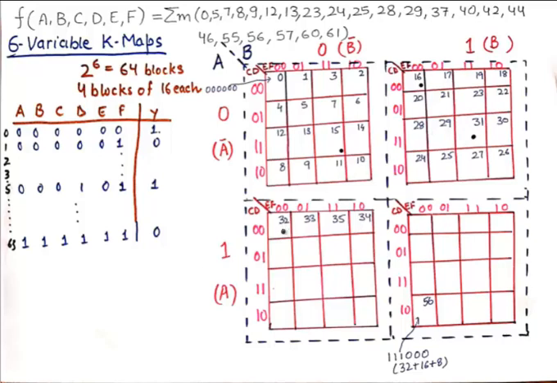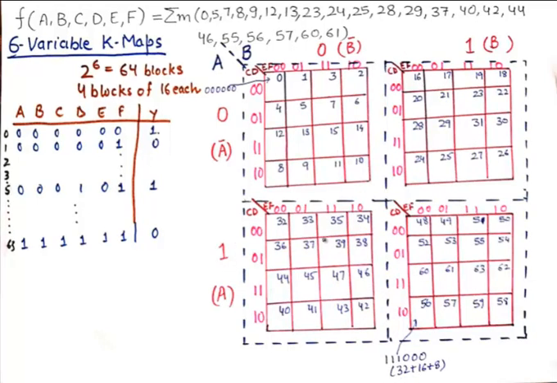The next K map here starts at 32, because A is 1, B is 0, C, D, E, F are also 0, and so we'll do the numbering in this K map's blocks. And let me take up this random block here. This random block has A equal to 1, B equal to 1, C equal to 1, and D, E, F equal to 0, 0, 0. So we get 32 plus 16 plus 8. So it is 1, 1, 1, 0, 0, 0, which is the decimal equivalent of 56, and that's how we can very conveniently put up numbers in these K maps. This block will end up at 47, this block will start at 48, and will end up at 63. So those were the few notable points.